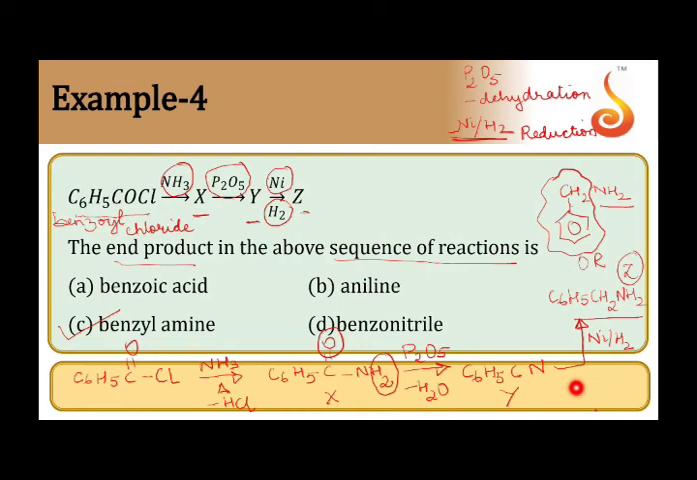Once again going through this reaction and also telling the names of various compounds. Starting with the compound benzoyl chloride, on reaction with ammonia, HCl is lost and benzamide is obtained. This is compound X. On reaction with P2O5, dehydration occurs to give compound benzonitrile, which is Y. On reduction with nickel and hydrogen, benzyl amine is obtained. Answer is option C.